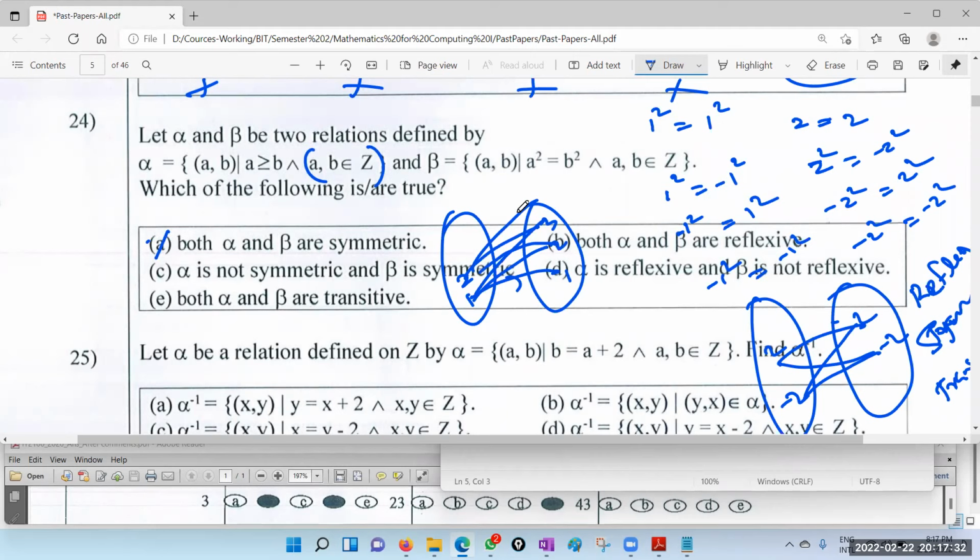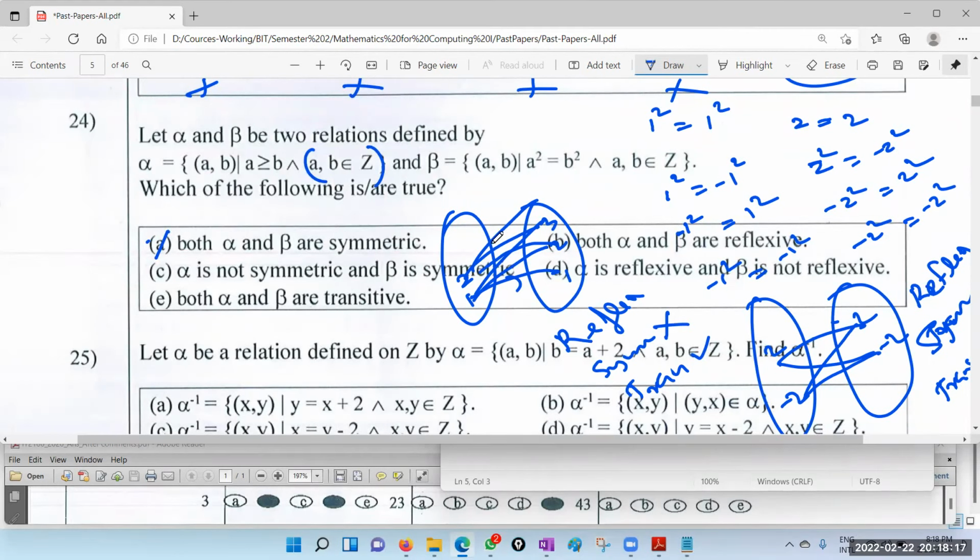Okay. So is it reflexive? Yes, because 1 to 1, 2 to 2, 3 to 3 is there. So therefore this is reflexive. Right? Reflexive. But it is not symmetric because 1 to 3 is there, but there won't be 3 to 1. So not symmetric. Okay. Transitive. If 1 to 2 and 2 to 3, there will be 1 to 3. Yes, transitive, right? Just take an example and think about it, right? If 1 to 2 is there and 2 to 3 is there, then 1 to 3 is there.